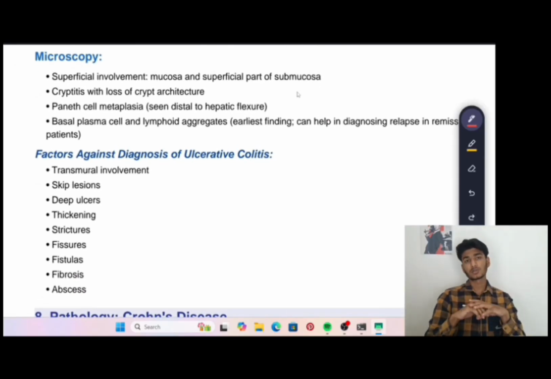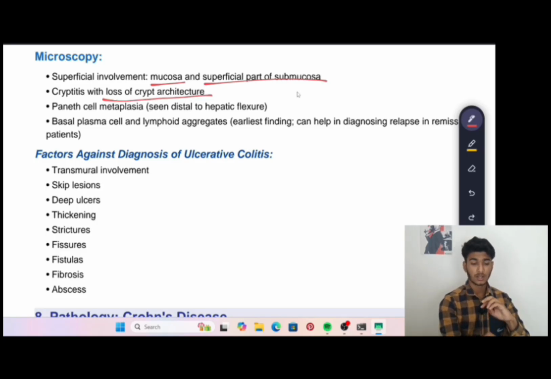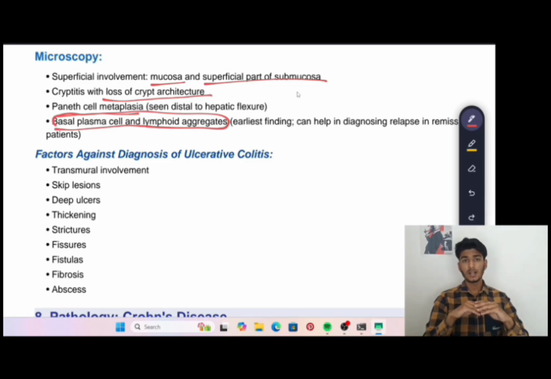In microscopy there will be superficial involvement of the mucosa and the superficial part of the submucosa. The crypts will lose their architecture. The Paneth cells will undergo metaplasia, and basal plasma cells and lymphoid aggregates will start appearing. And that's it about the microscopic structure. There are just four features.